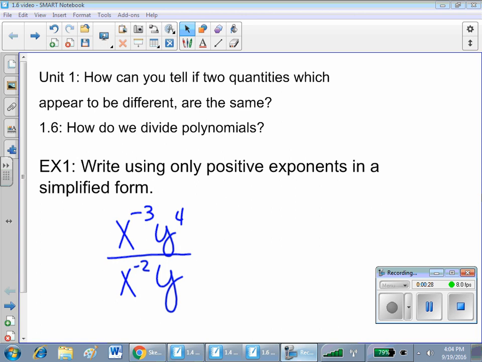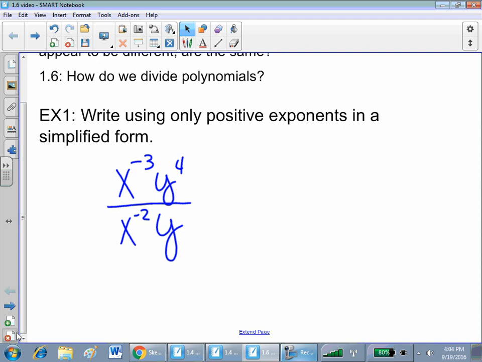But for example 1, you've seen something like this before, so this is going to be more practice with negative exponents. Example 1 says, write using only positive exponents in a simplified form. Okay, so first thing I always want to do is get rid of the negative exponents. So I see -3 and I see a -2. In order to get rid of the negative exponents and make them positive, I just want to flip the base to where that variable is, or where that quantity is.